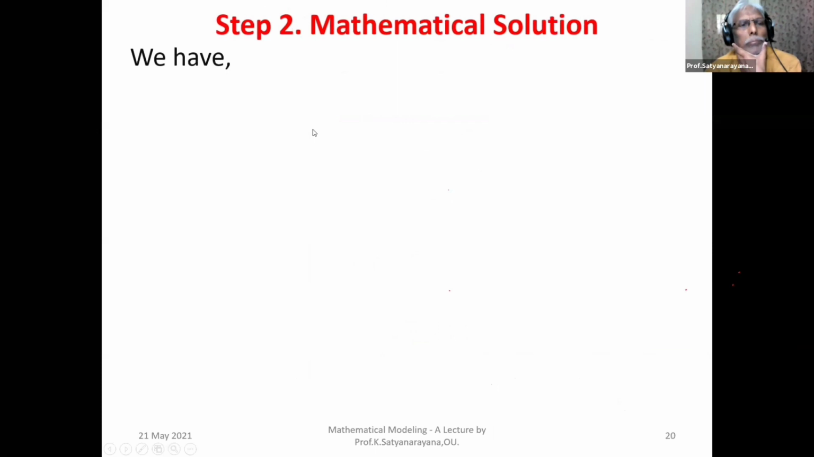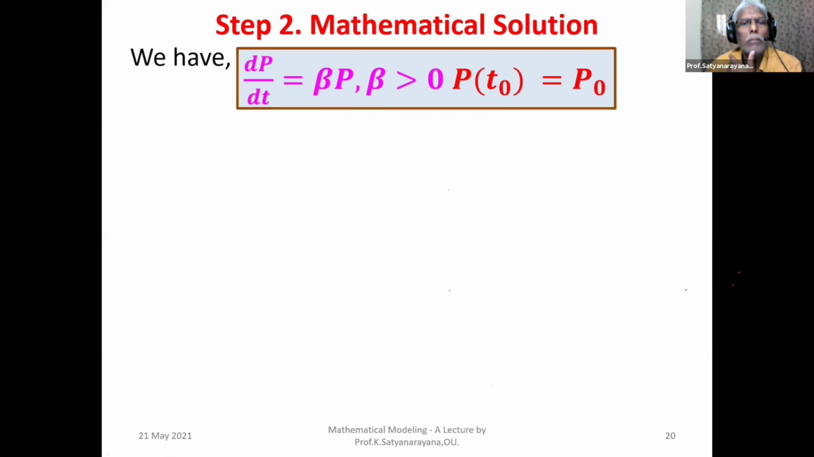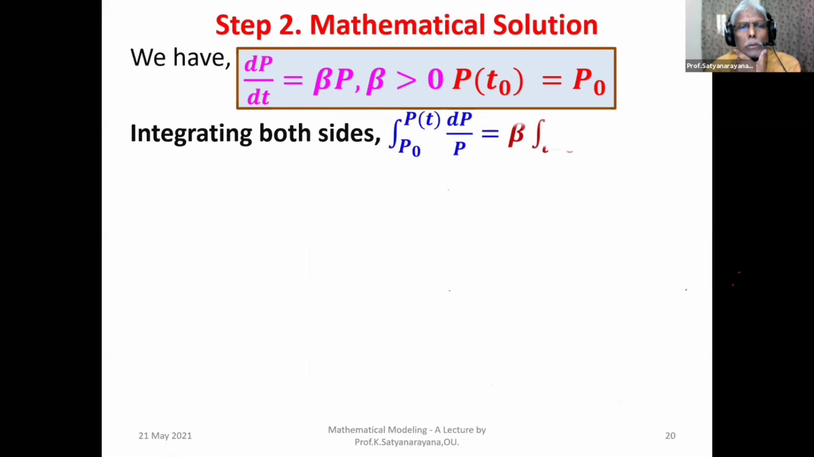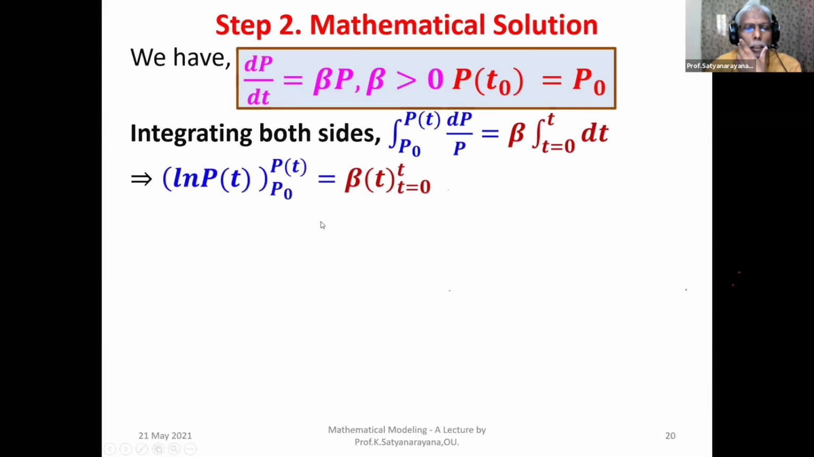Solution. We have our initial value problem. What will I do? I will separate the variables and then integrate to get the solution. So I have separated: dP/P = β dt. I have separated the variables and integrated both sides from initial to final. The integral from P₀ to P(t) of dP/P is equal to β times a constant, the integral from t = 0 to t of dt. And the integral of dP/P is log P(t), from initial P₀ to final P(t), and βt from t = 0 to t.